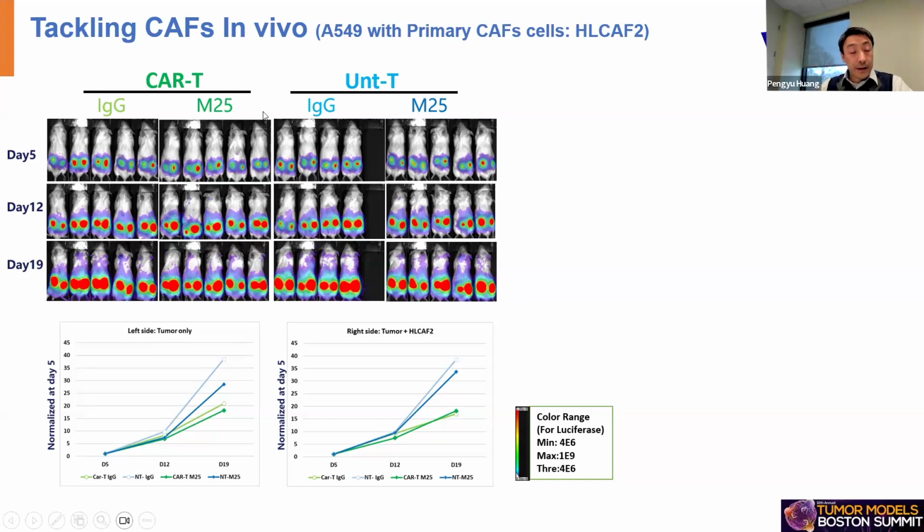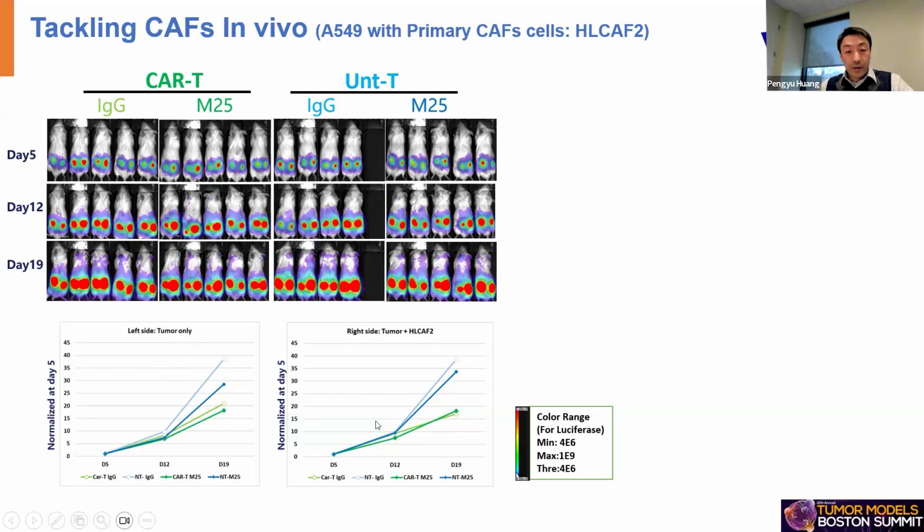So this is the in vivo data, set up the same as previously. We have four conditions: CAR-T treatment condition and control condition, and further the control IgG or the treatment antibody. So the setting is the same. The left side is tumor only, and the right side is with the HL-CAF2. The bottom shows the data. The first is tumor only. You can see CAR-T is killing better than the untransfused control, but there's no difference between the IgG and the antibody.